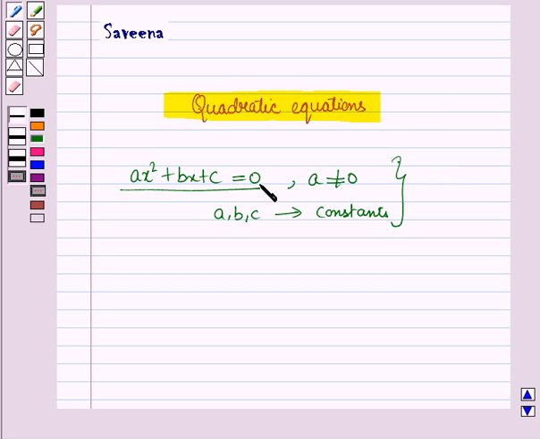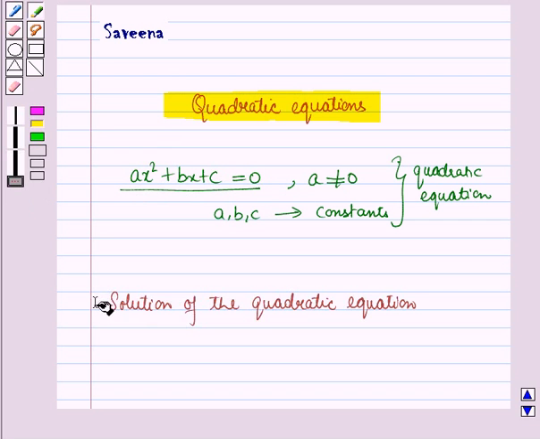So this equation is called the general form of the quadratic equation in x. Now here x is a variable, and in the quadratic equation, the highest power of the variable is 2.